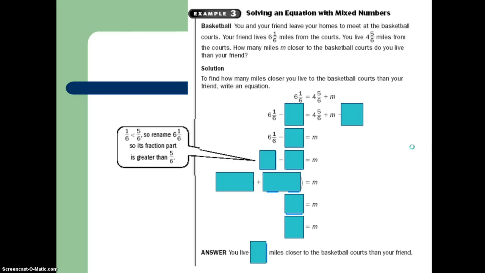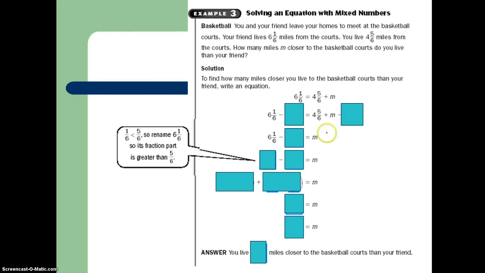Let's try solving the equation with mixed numbers. You and your friend leave your homes to meet at the basketball courts. Your friend lives 6 1/6 miles from the courts. You live 4 5/6 miles from the courts. How many miles m closer to the basketball courts do you live than your friend?